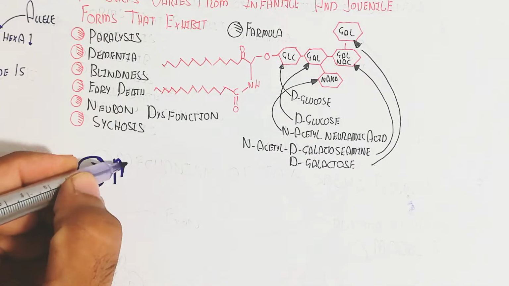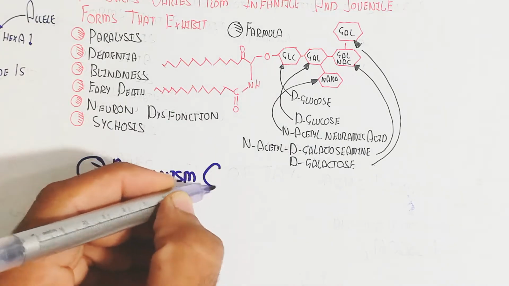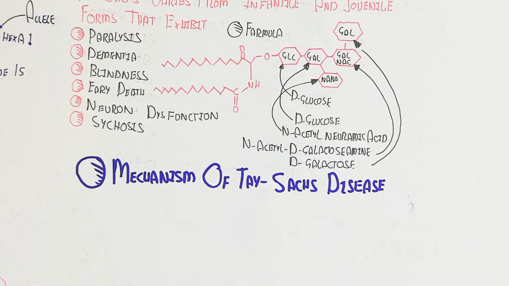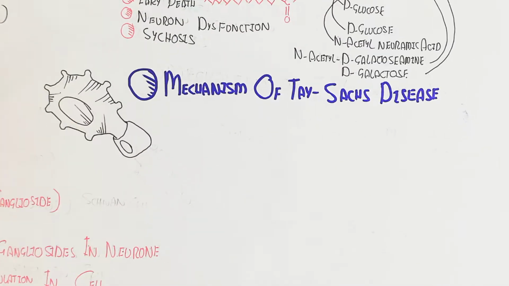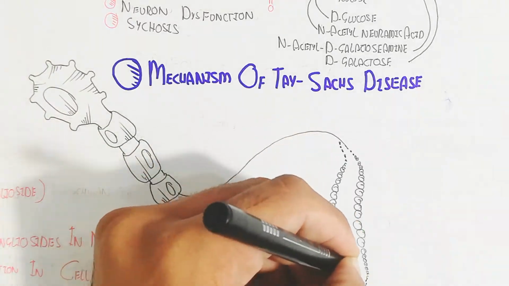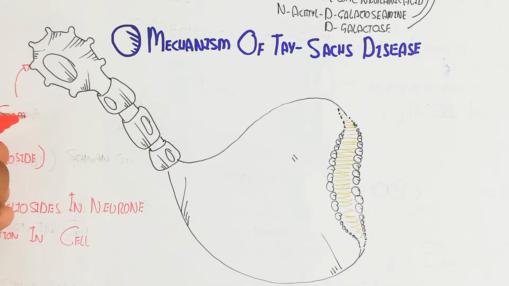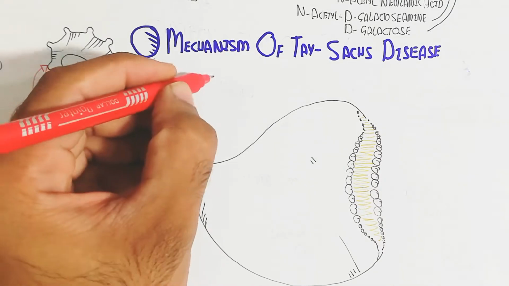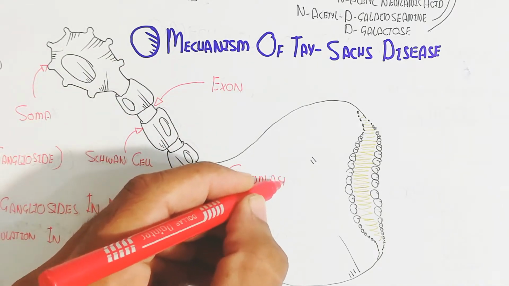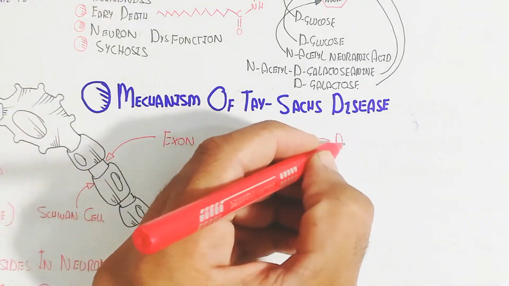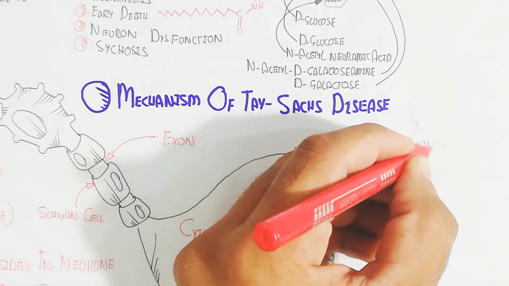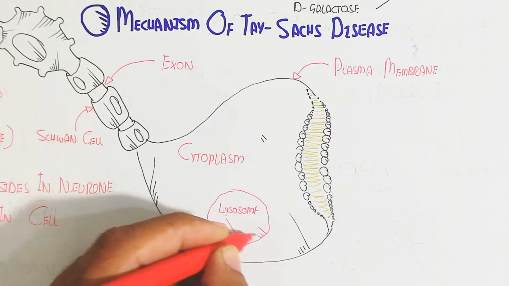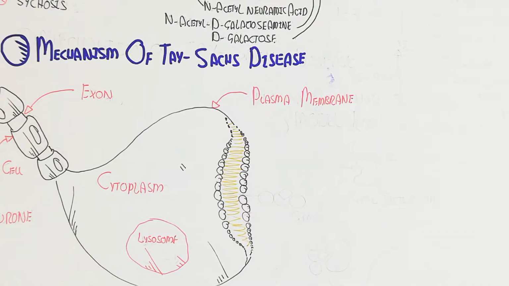So let's begin to understand the mechanism of Tay-Sachs disease. It occurs in the neuron, in the nervous system, both the central and peripheral nervous system. This is the soma, axon and Schwann cell of the neuron, the cell of the nervous system, the structural and functional part of the nervous system. It contains cytoplasm, and lysosomes are present here. This is the plasma membrane, containing a phospholipid bilayer like a simple cell.